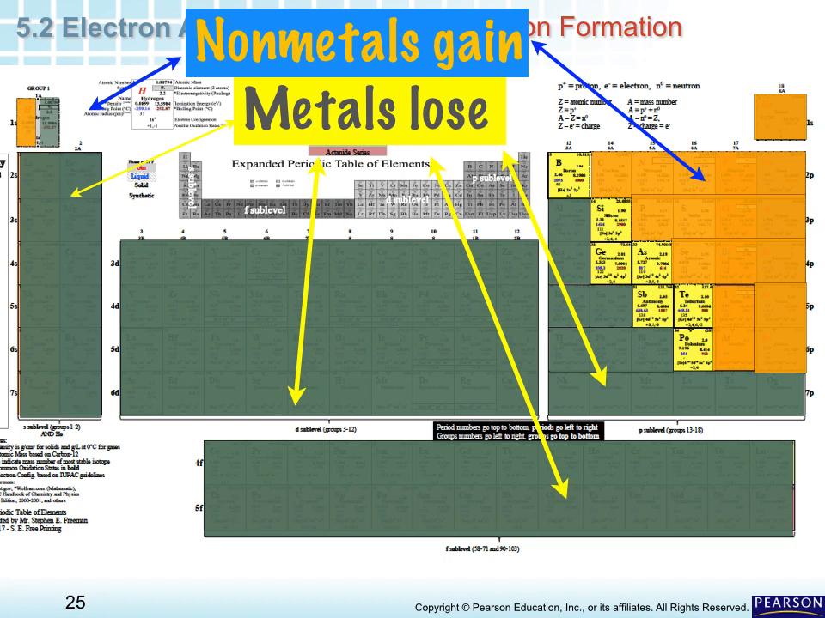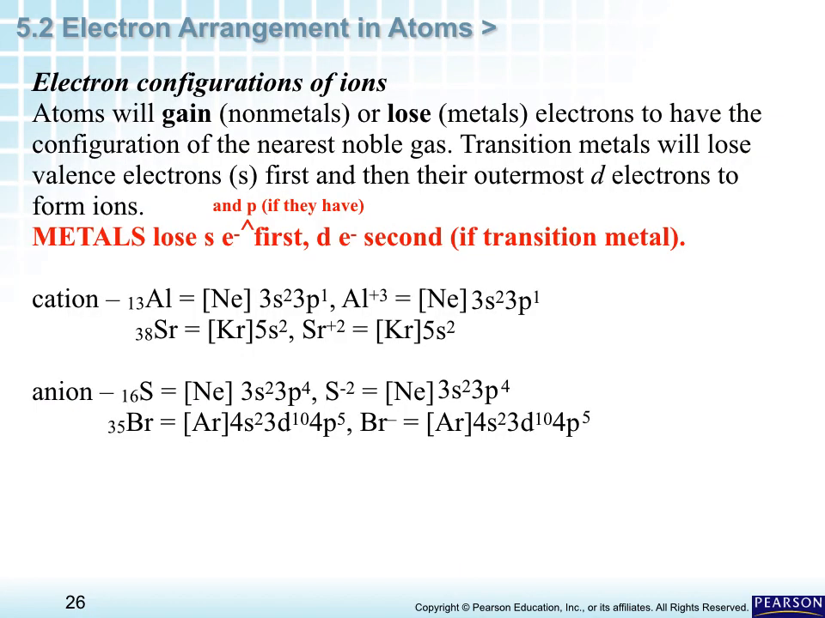When we're trying to do electron configurations of gaining or losing, we have to do a little bit of background. When they form ions, atoms will gain, which is the nonmetals, or lose, which is the metals, electrons to have the configuration of the nearest noble gas. I told you before, the noble gases are special in that they are stable. In order for metals or nonmetals to become stable, they do this by either gaining or losing electrons.